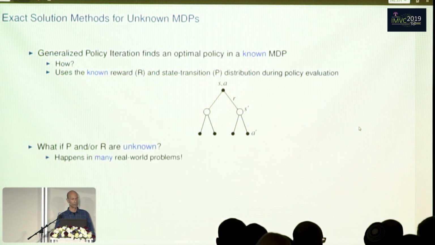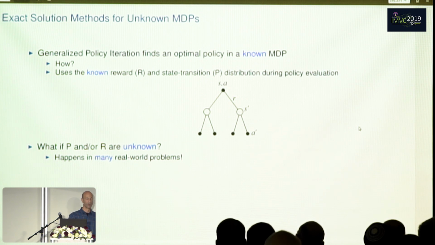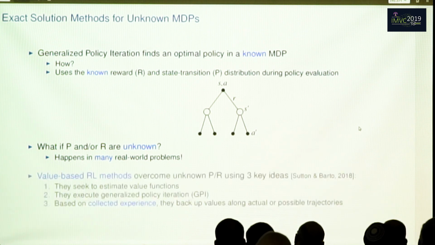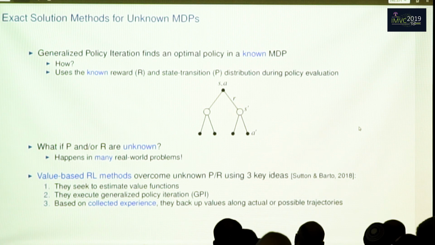But what if we don't know these distributions? And in fact, this happens in many real-world problems. You can think of a robot that is deployed in an unknown environment. It doesn't know the environment dynamics. What do we do? So in that case, value-based RL methods overcome this issue using three key ideas.